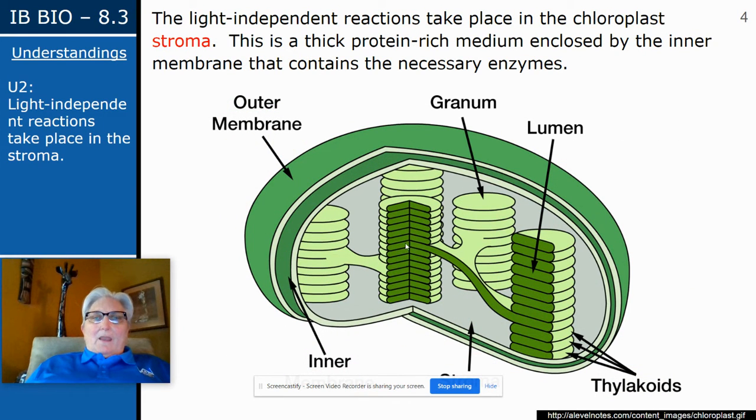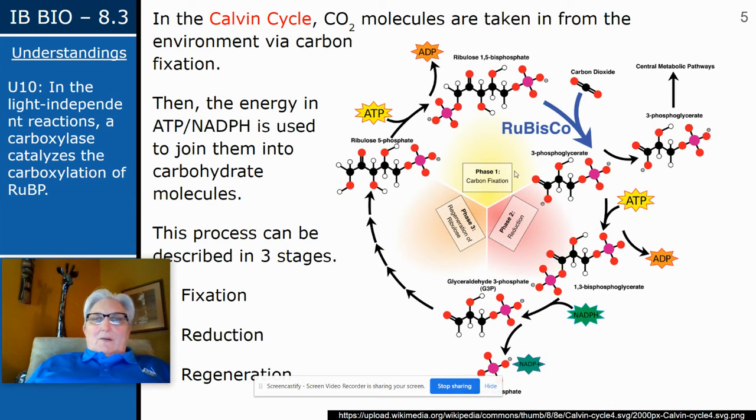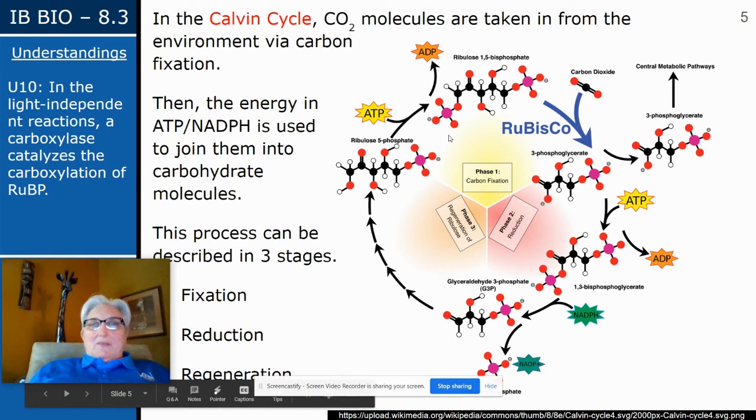So we said earlier that the light-dependent reactions take place here in the thylakoids. And what we're going to see is the light-independent reactions are going to take place out here in the stroma. And this is where we're going to find all of our enzymes that we're going to need in order to have this reaction take place. So remember, we're calling this a Calvin cycle, and the reason we call it a cycle is because it is circular.